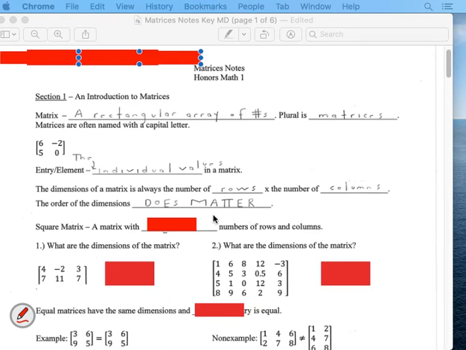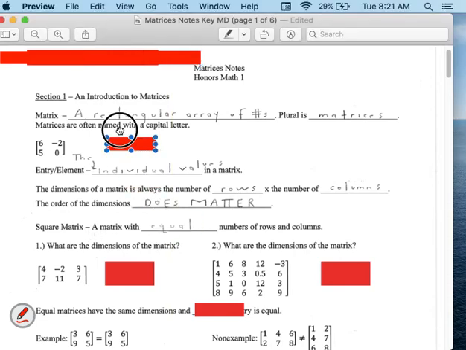Okay. So if we go back here to our notes, a square matrix is a matrix with the same number of rows and columns, or equal number of rows and columns. Same or equal is the appropriate word right here in this blank.